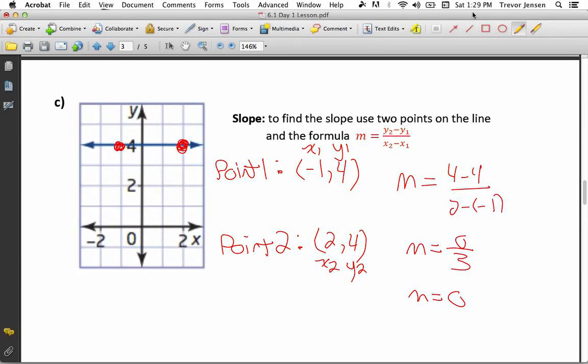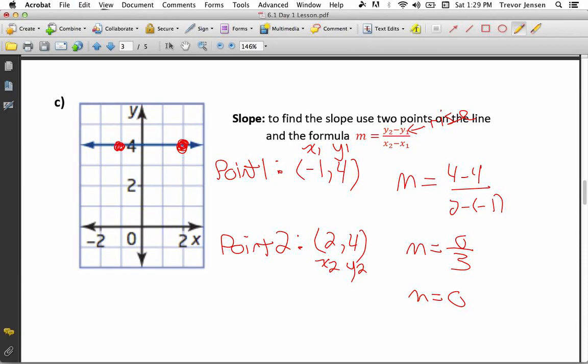In fact, all horizontal lines will have a slope of 0. Why? Because remember, y2 minus y1 is the difference in your y coordinates. That means that's the vertical distance between 2 points, so that's your rise. On a horizontal line, to get from one point to any other point on the line, you never have to go up or down at all.